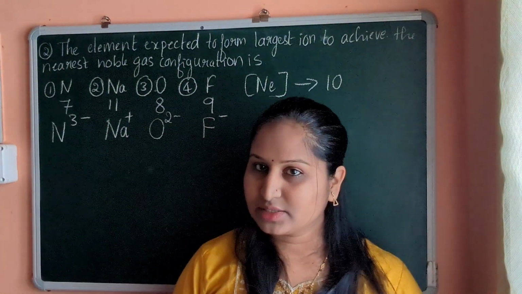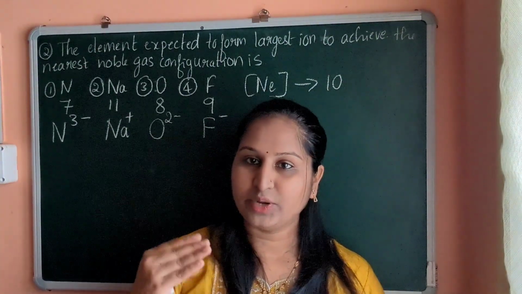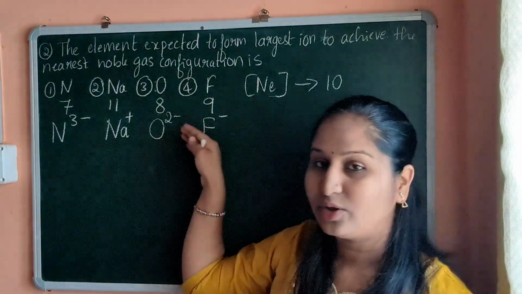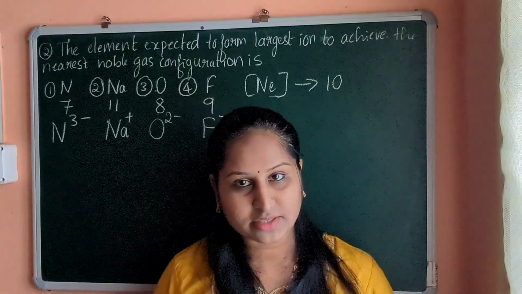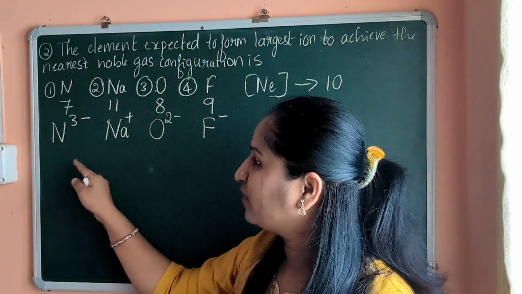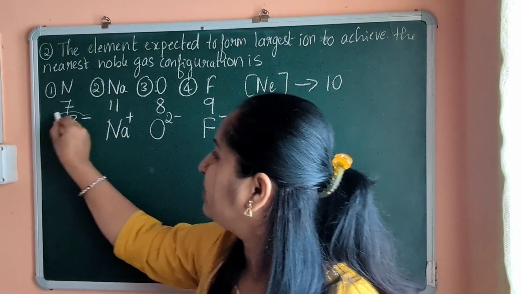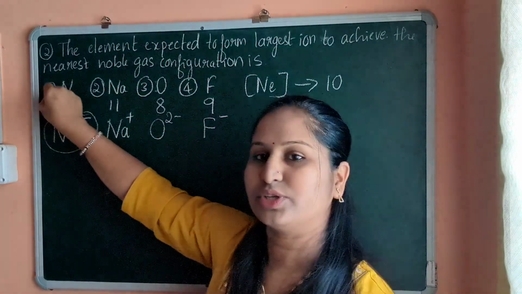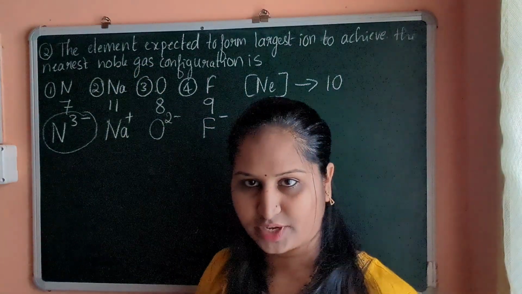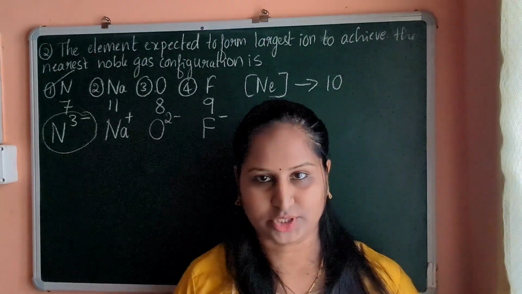Okay, so whenever isoelectronic species are present, with the increase in the negative charge, the size of the ion also increases. As the charge on the anion increases, even the size of the ion also increases. So among these, the one with the greatest negative charge is N3-. So this N3-, that is nothing but nitrogen, is going to have the largest ion to achieve the nearest noble gas configuration. Hence, the first option, that is nitrogen, is the right answer for this question.